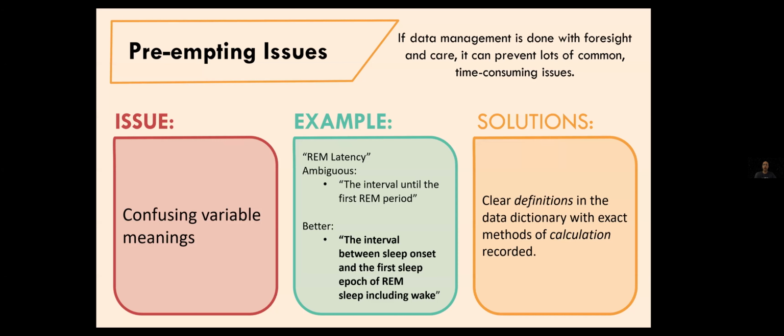So the including wake or excluding wake epochs is something we've encountered and needed to clarify with the data submitter before. So as you're building out your data dictionary, make sure that you use the clearest definitions possible, as well as any calculations or components that go into building another derived concept in your data dictionary and data set. Next slide.